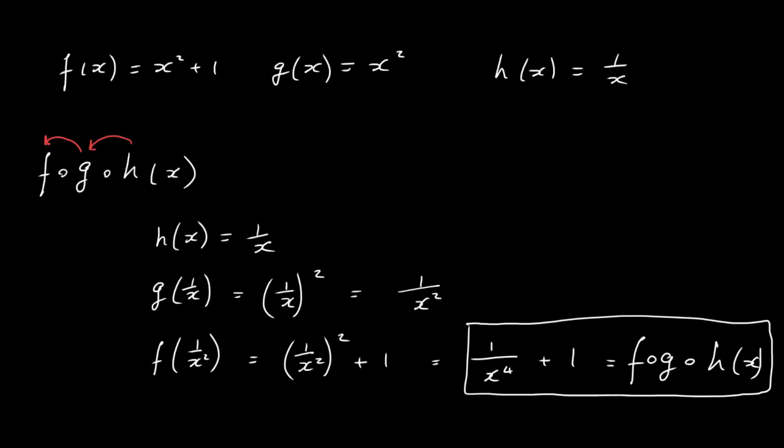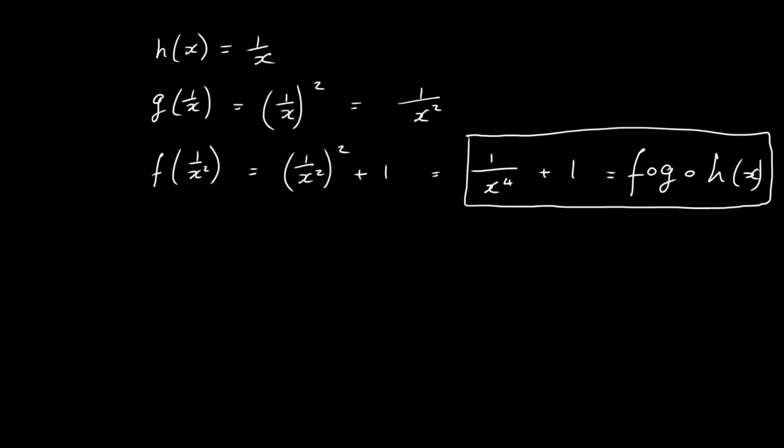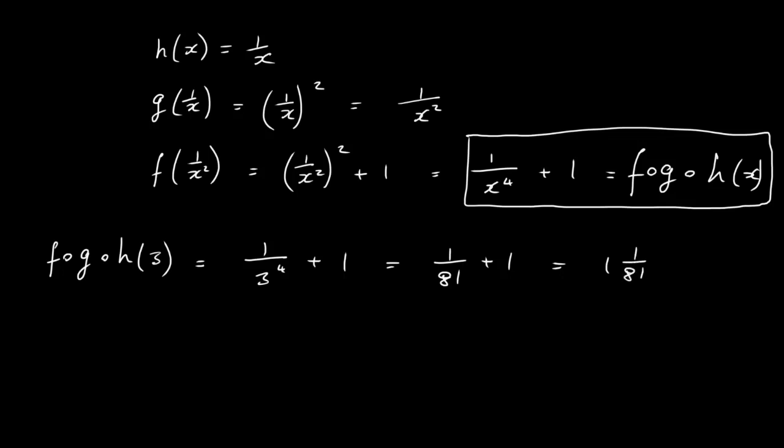Okay, so if we do an example of that then, what we can do is maybe stick a number in here and see what happens. Let's take f after g after h of, let's say, 3. Well, once we've worked out our composite function over here, all we got to do is stick 3 in here for x. We can do it that way. That's not a problem. Let's do it both ways. So let's do it this way first. So it's just 1 over 3 to the power of 4 plus 1. 1 over 3 to the power of 4 plus 1 is just 1 and 1 over 81. So that's one way of doing it.